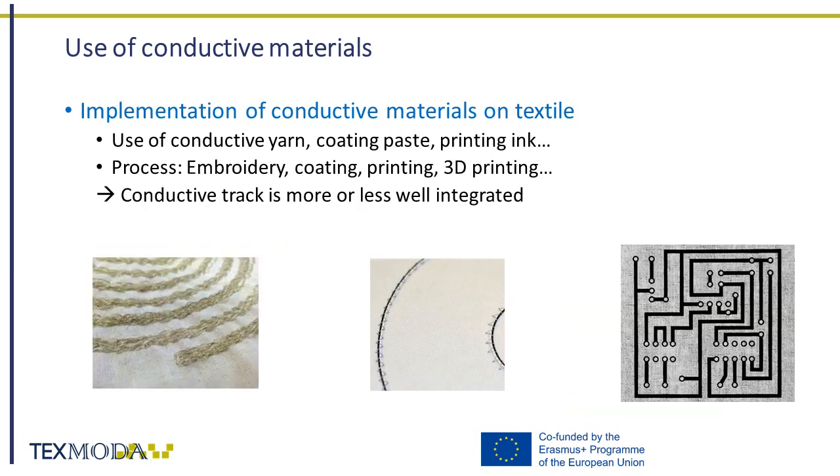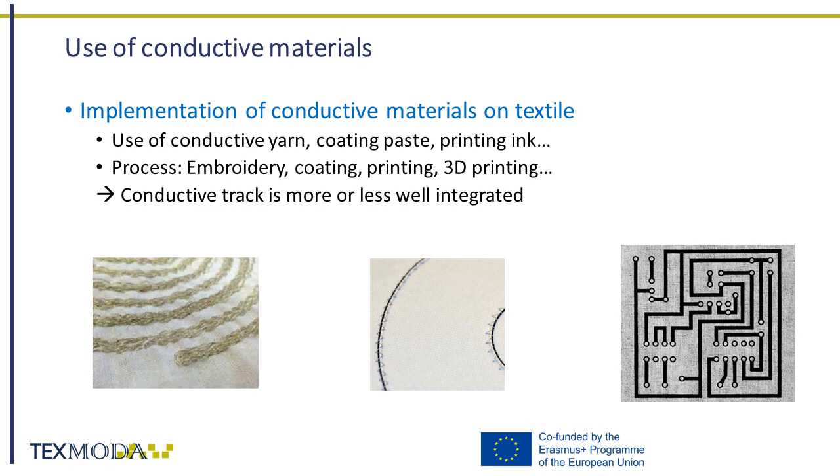The second possibility is the implementation of conductive materials on textiles. In this case, all conductive materials can be used, such as conductive yarns, coating paste, printing ink, for instance. Processes are more linked to finishing, such as embroidery, coating, printing, or 3D printing, for instance. Some examples are visible in the pictures.